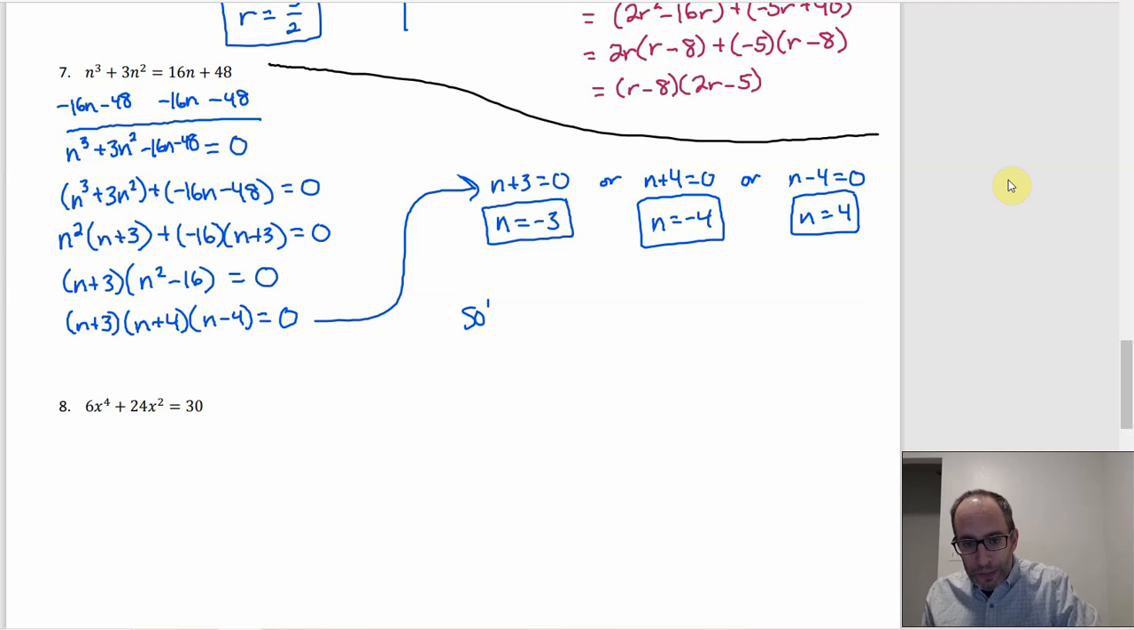So the solution set here would have 3 things in it, right? 3 numbers. So negative 3, negative 4, 4. They all work.